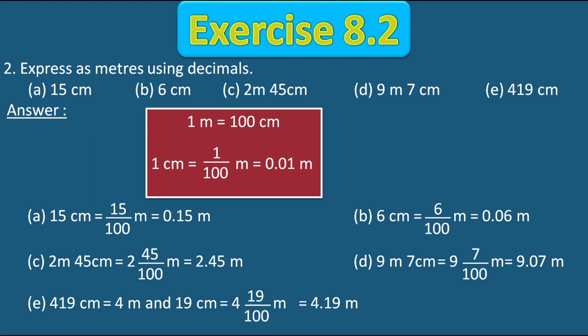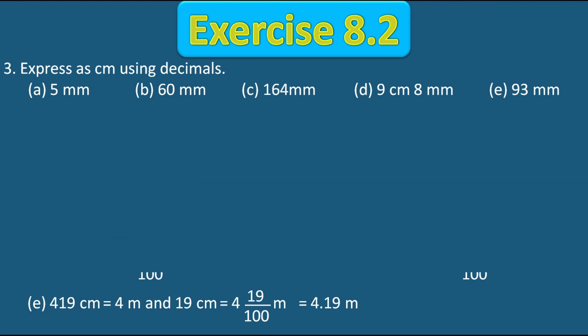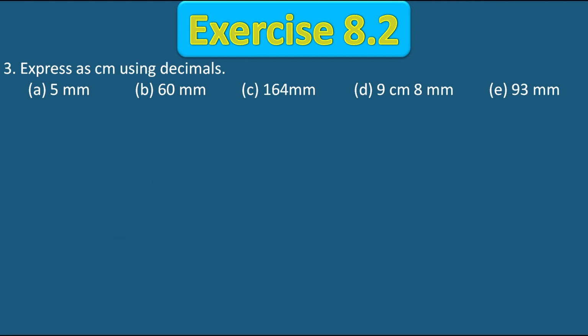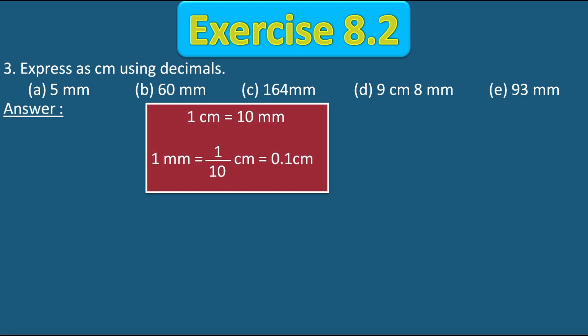Now in the third question they have given us express as centimeter using decimals. Now they have given us millimeter and we have to convert it into centimeter. So for that you should know 1 centimeter is equal to 10 millimeter. It is not 100. Before, in the previous two questions, everything was equal to 100. But here we have different, that is 10. 1 centimeter is equal to 10 millimeter.